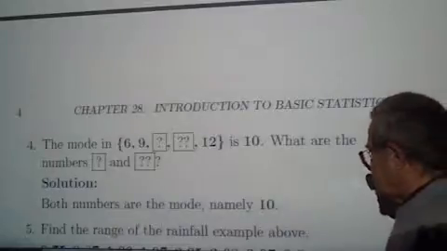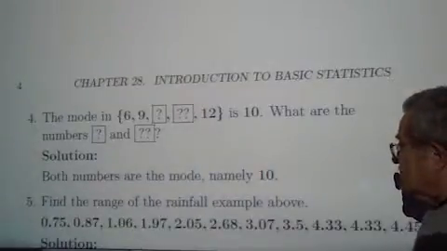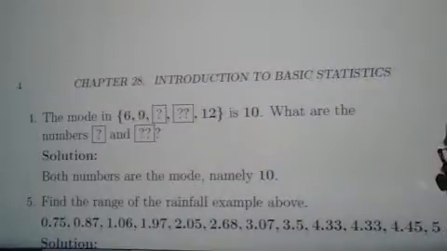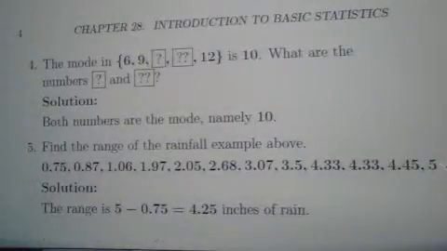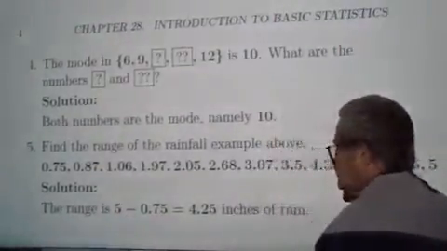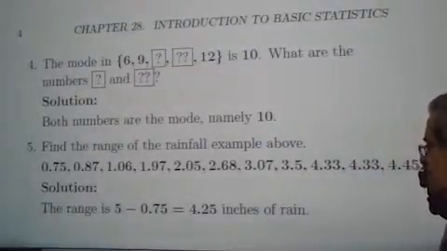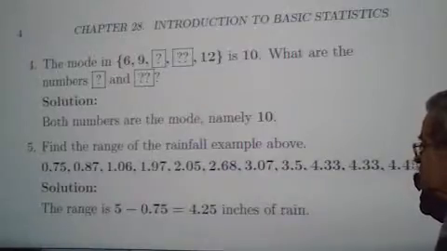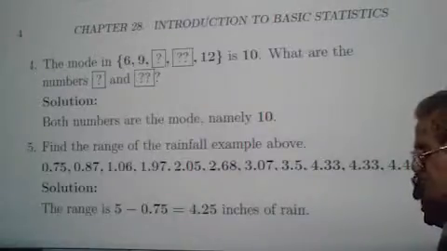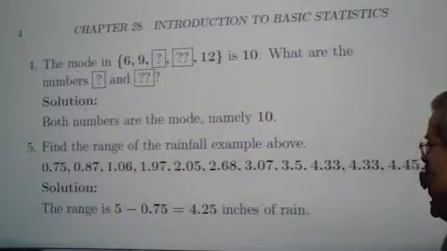What is the range of the rainfall in the rainfall example above? We rearrange the numbers from smallest to largest. You have already done that. The range is the largest number minus the smallest number, 5 minus 0.75, or 4.25 inches of rain over the entire year. So you go from smallest number to largest number. Is that useful? Yeah, you know how large a scale to make.